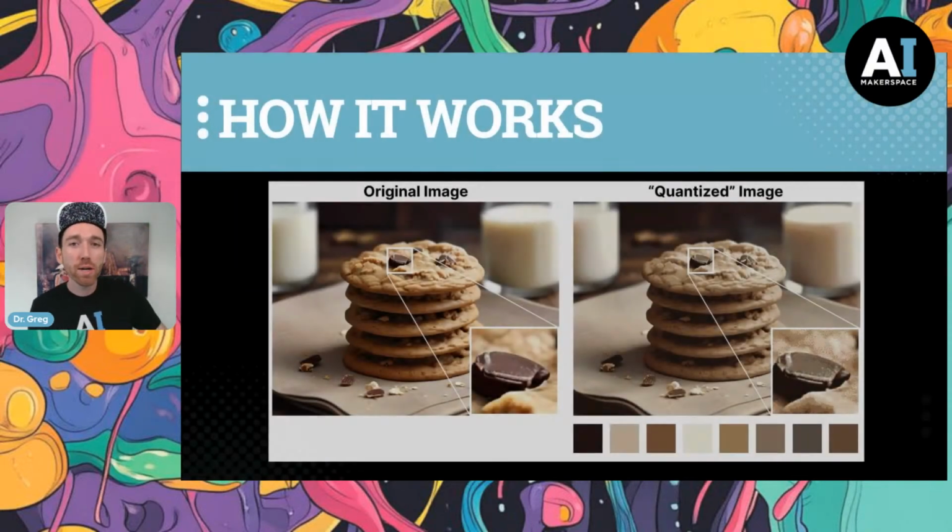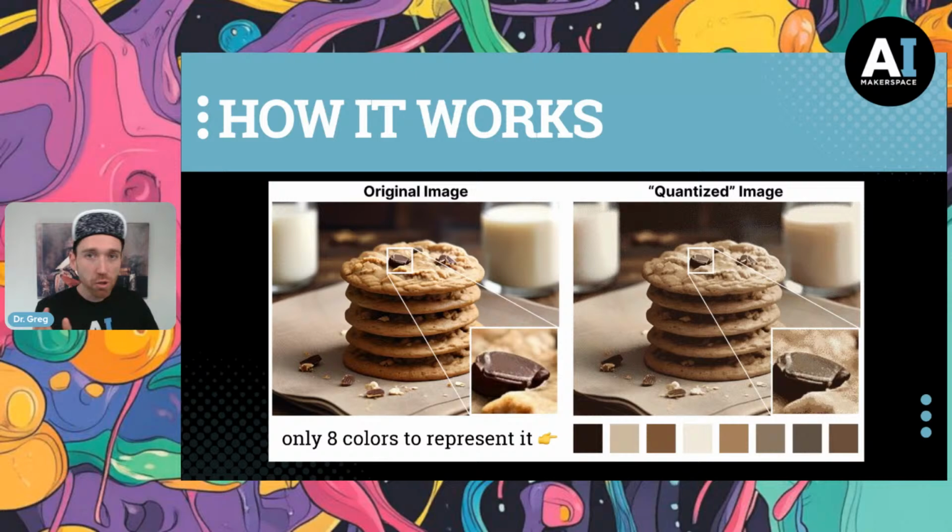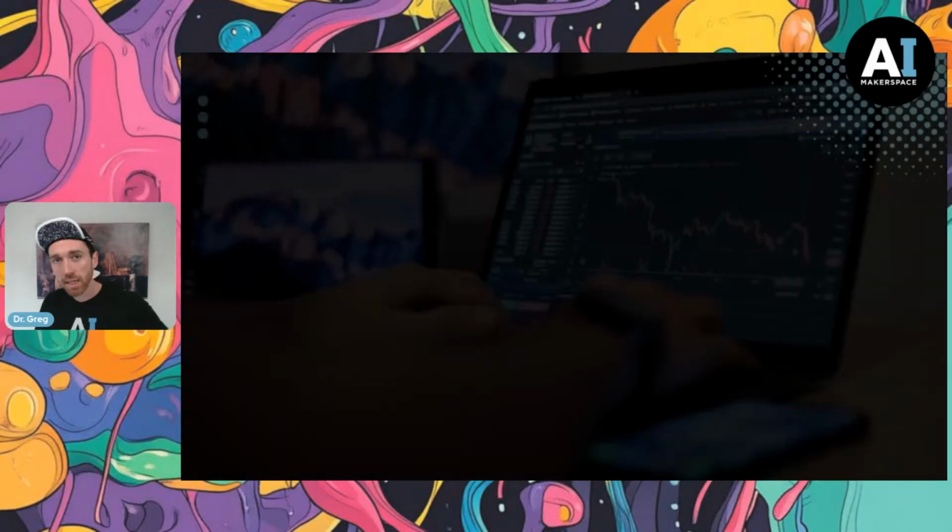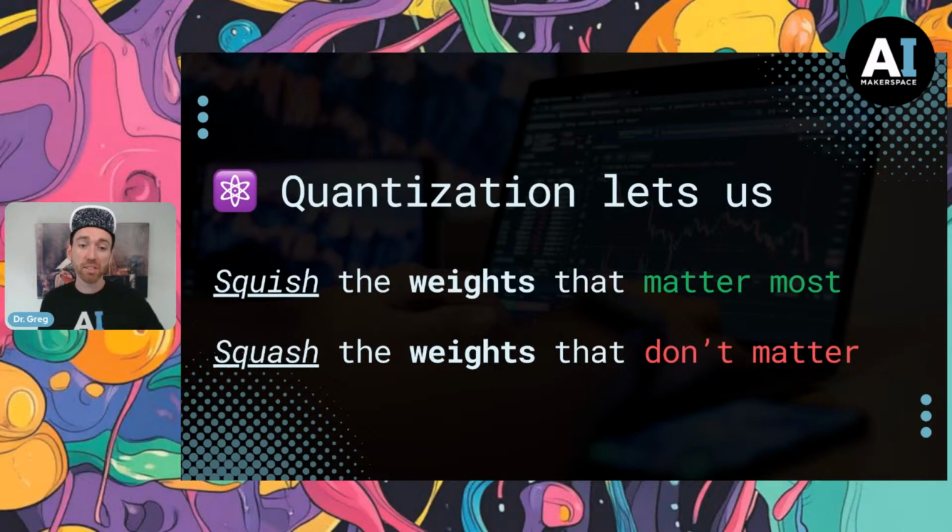Because we don't always need super duper extra fine grained detail. Sometimes we just need the big picture. And this is more and more true as we can specify the exact task that we're building our application to perform. So in general, we want to think about quantization as allowing us to not worry so much about the zeros out there, squash those, and then squish or compress the stuff that really does matter.